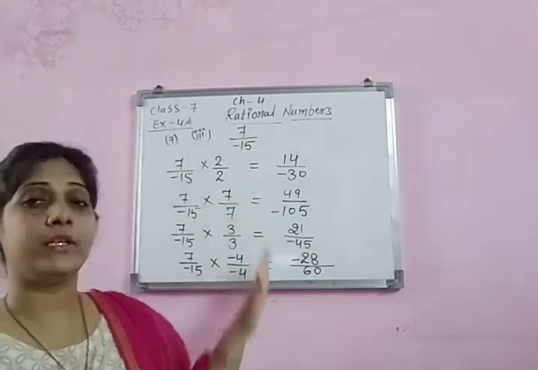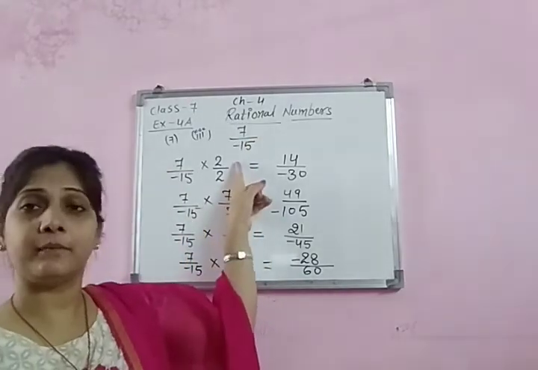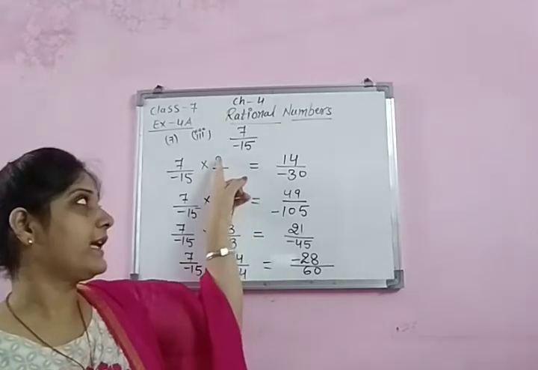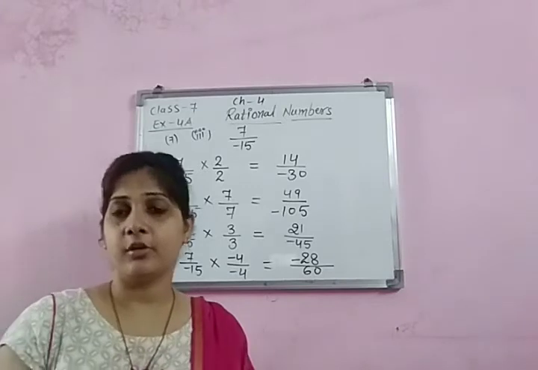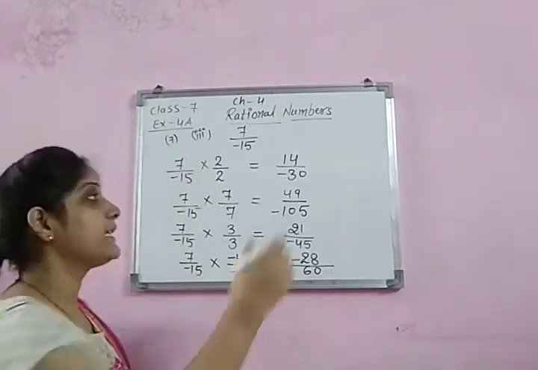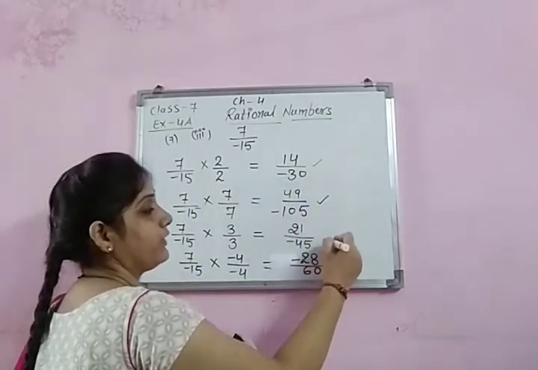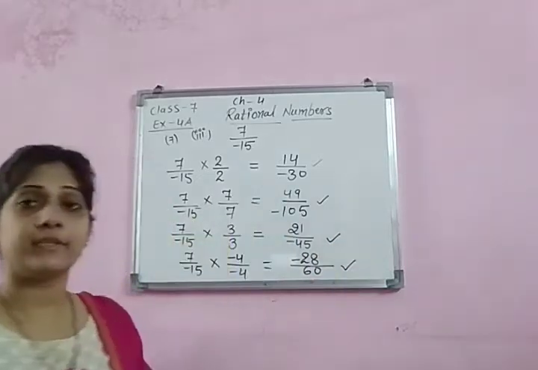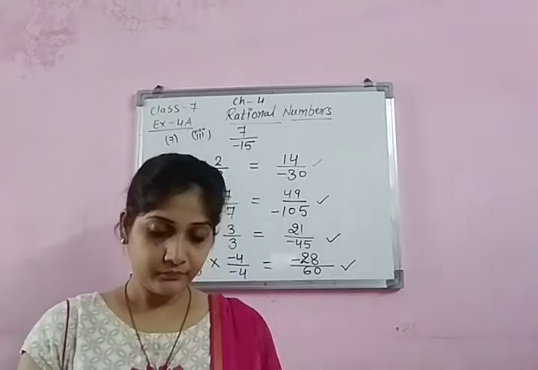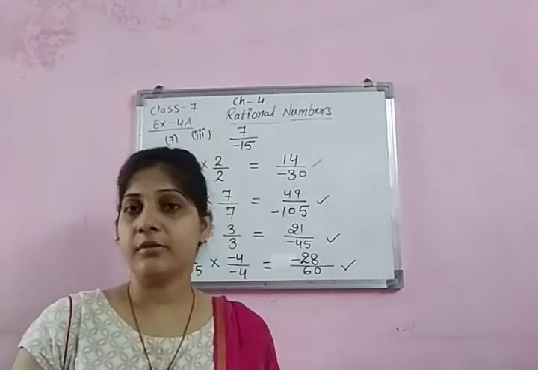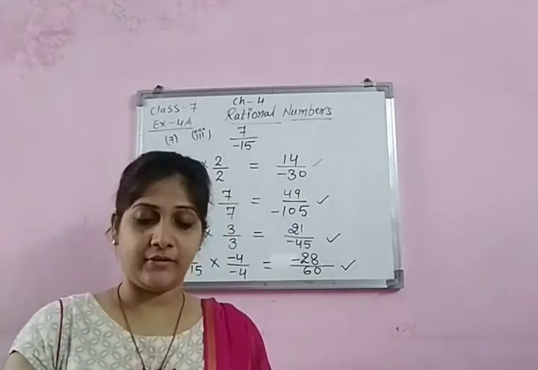So what is the thing we have learned here? To get the equivalent fraction, we take any number according to our choice, and then by the same number we multiply the numerator and denominator. So these are the equivalent rational numbers of 7 by minus 15. Now in the same way you can do the rest of the parts of question number 7.